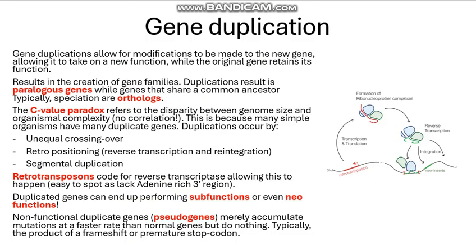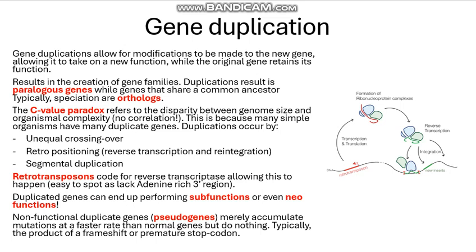So, actually getting into the topic of gene duplication this time. Gene duplications allow for modifications to be made to a new gene. So, think you have an original gene that's serving a function, you duplicate that gene, and then you've got two copies of it. The original one's going to continue doing its usual function, but we have a new copy of the gene and we can kind of edit it a bit, and it can take on a new function.